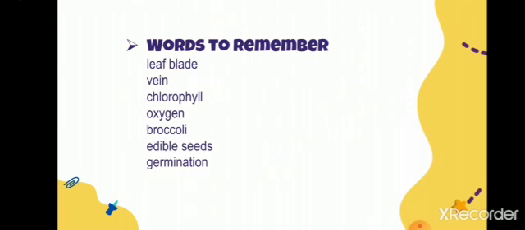So, some important words to remember in this lesson are leaf blade, vein, chlorophyll, oxygen, broccoli, edible seeds and germination.